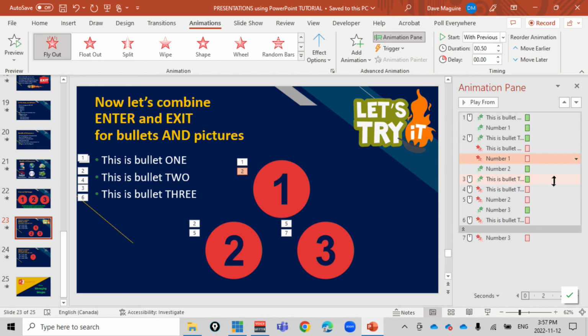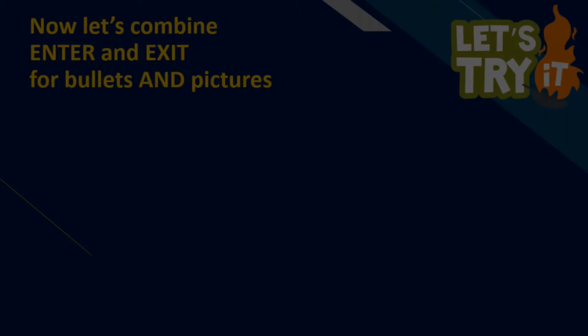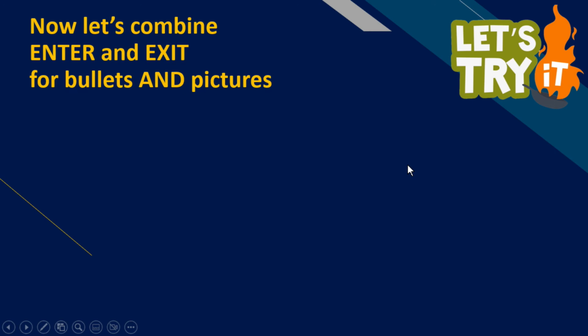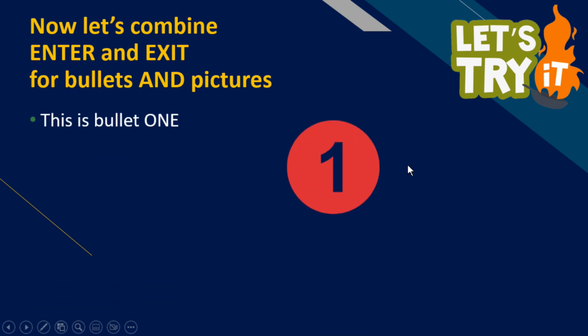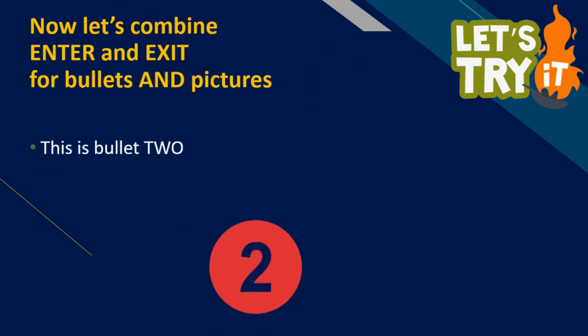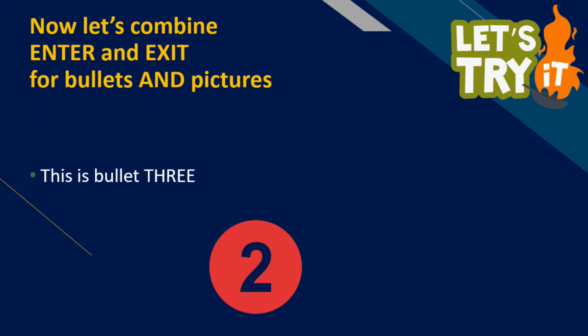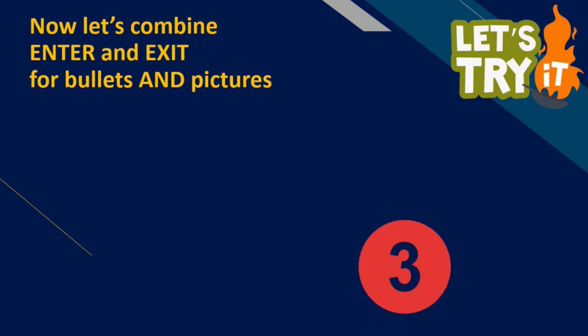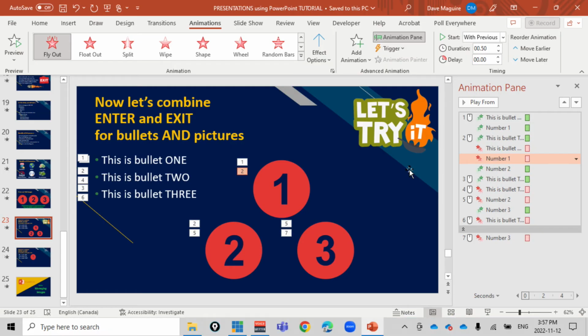So we can test that in a second. Well, let's test it right now. So first click, bullet 1 and picture 1 come up. Second click, this should disappear and be replaced by bullet 2 and picture 2. Phew, it worked. Now the rest is still going to be random because we haven't finished that. So let's go finish that.